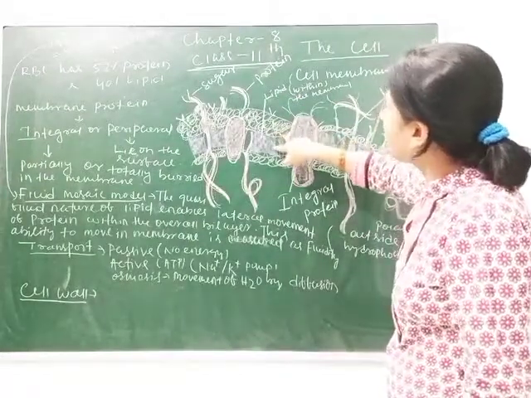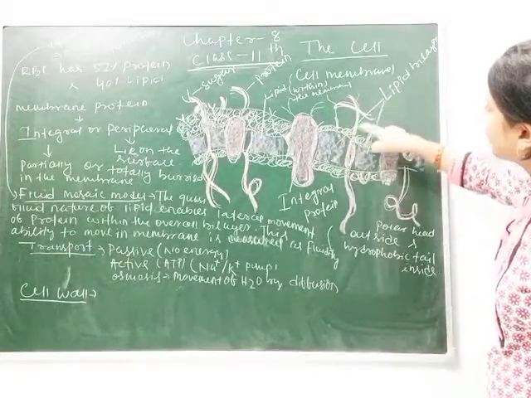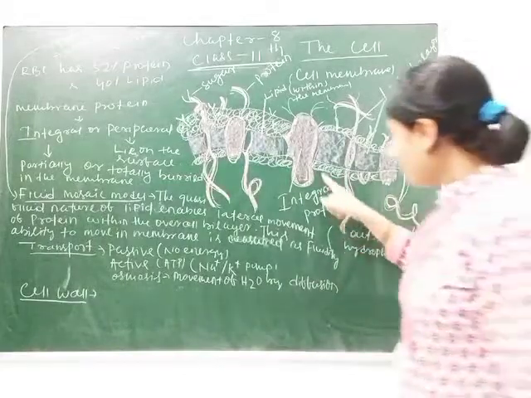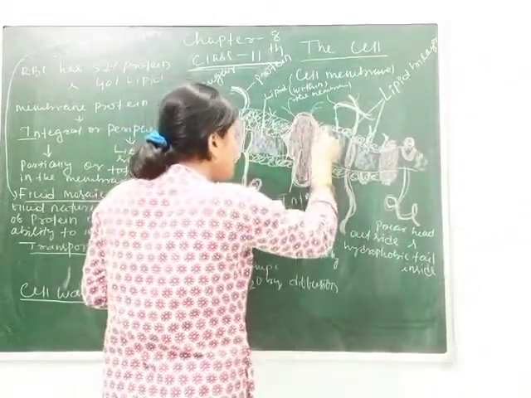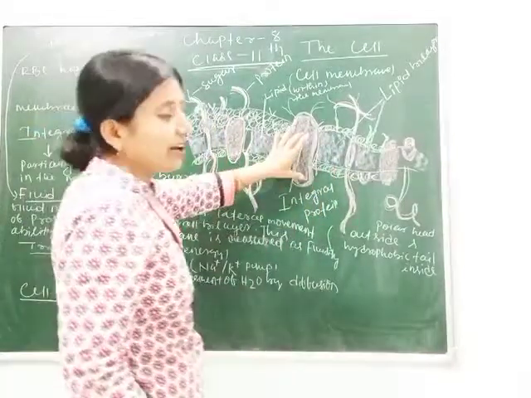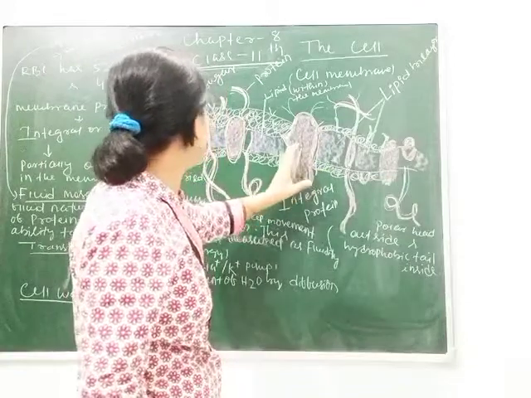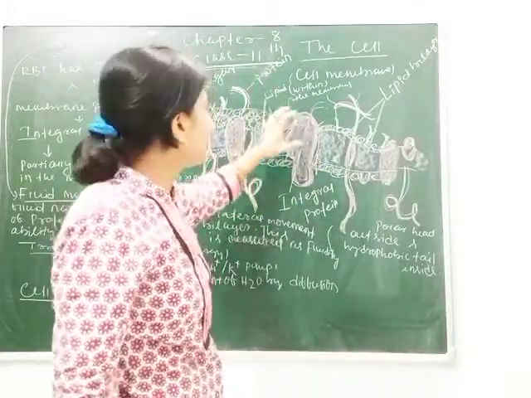Then this is also the lipid bilayer. This is lipid bilayer. This is lipid bilayer. And this portion, the central portion of the cell membrane, at regular intervals we can see the integral proteins on the cell membrane. So what is their function, and what does the cell membrane do?